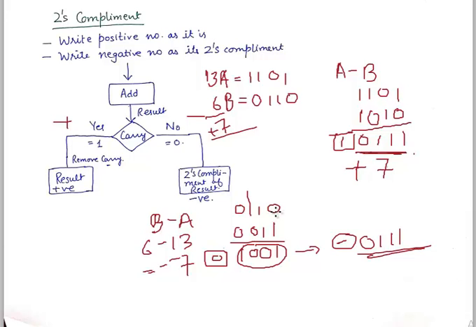But the fact of the matter here is the device, the digital device, microprocessor or whatever that is, is only performing addition, and the only other thing that it is doing is converting the negative number into its 1's complement or 2's complement form.